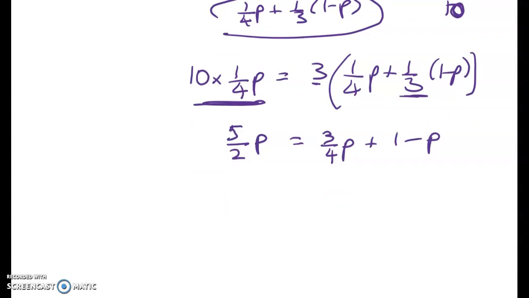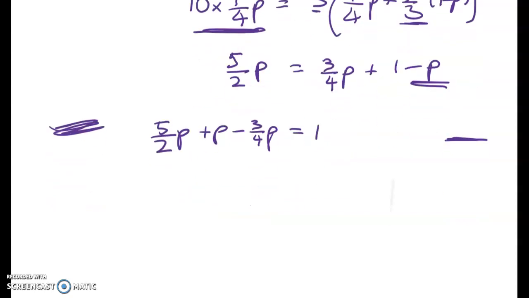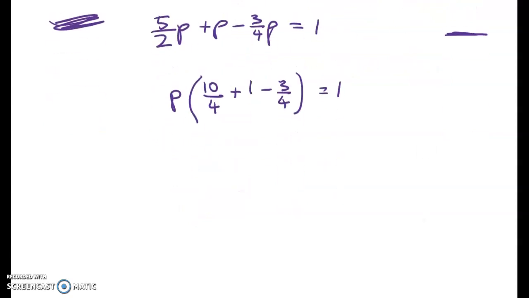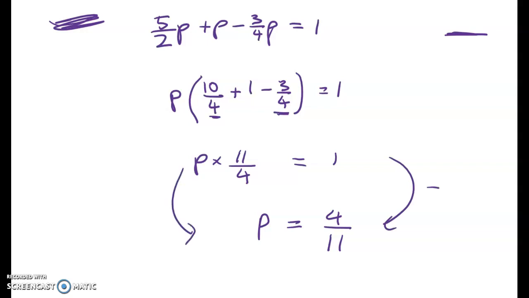And you can see all I've got to do is to collect up my like terms. Well, we'll get everything with P onto this side and the numbers on this side. So we've got, I'm going pretty slowly, so 5 over 2 P plus P minus 3/4 P is equal to 1. So P times, I shouldn't have simplified my fraction. 5 over 2 is 10 over 4 plus 1 minus 3 over 4 is equal to 1. So here we've got 7 over 4 plus 1. So it's P times 11 over 4 is equal to 1, giving me a final answer of P is equal to 4 over 11. Right, so I'm just dividing both sides through here by 4/11. Okay, so that's my answer.